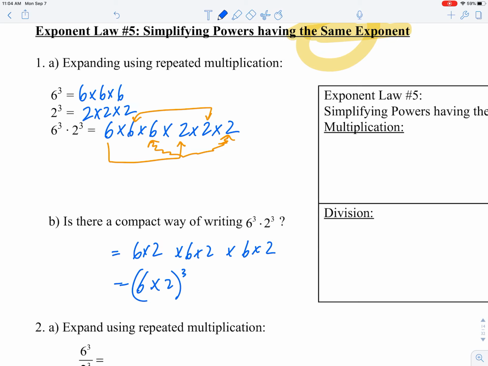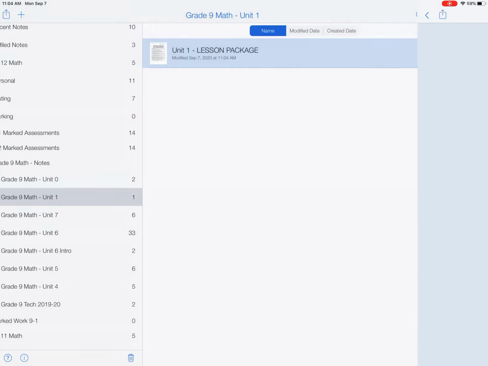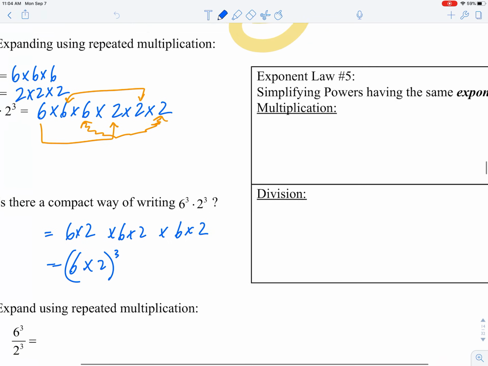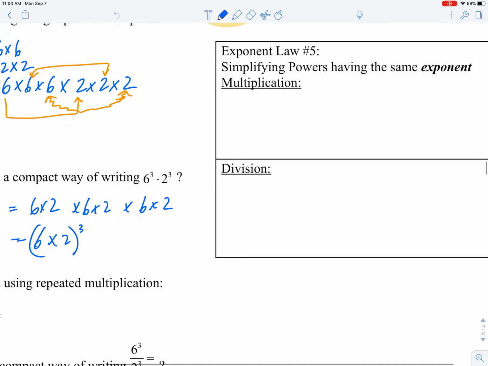And that leads us to exponent law number 5. So when powers have the same exponent and we're multiplying, so if we have a number a to the exponent number, and then it's times b to that exponent number, that's the same as a times b all raised to that same exponent number.